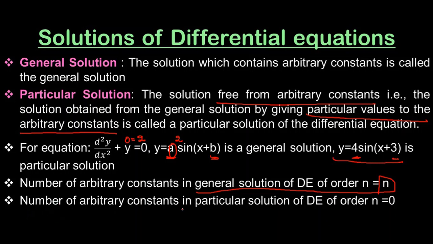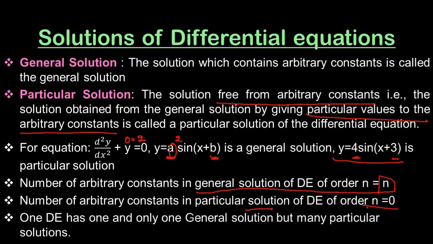The number of arbitrary constants in a particular solution of a differential equation of the order of n is 0. This is obvious because a particular solution is free from arbitrary constants and therefore no matter what order the differential equation is, the particular solution will have absolutely no arbitrary constants.